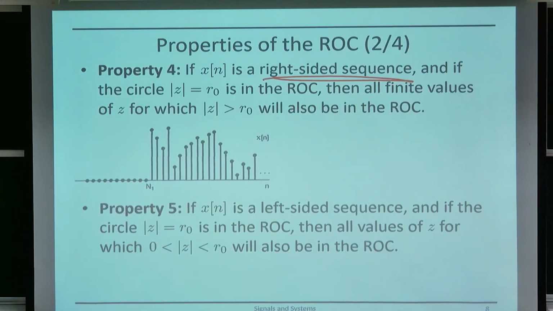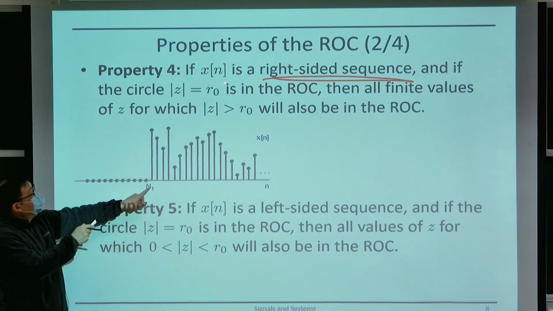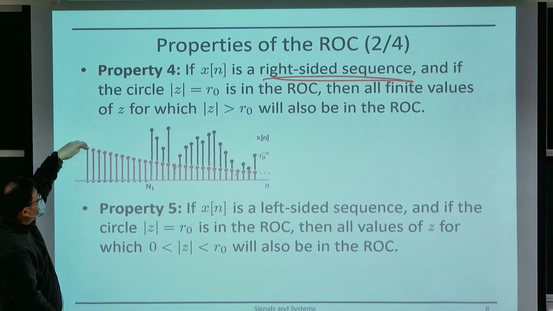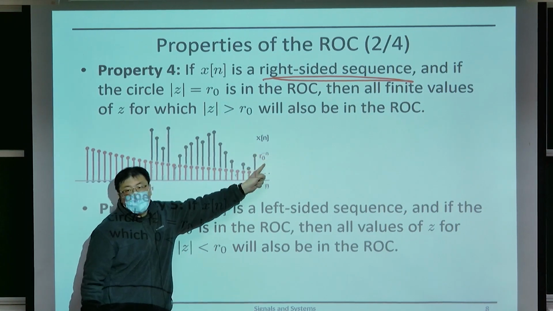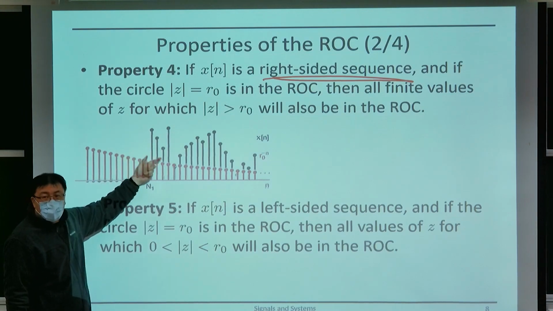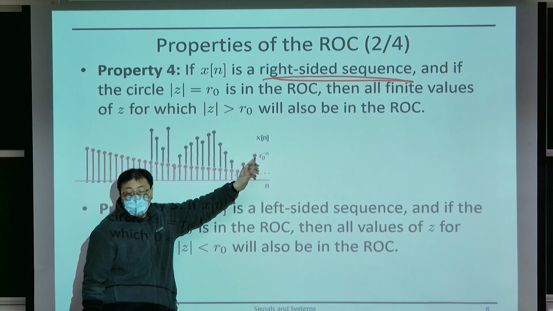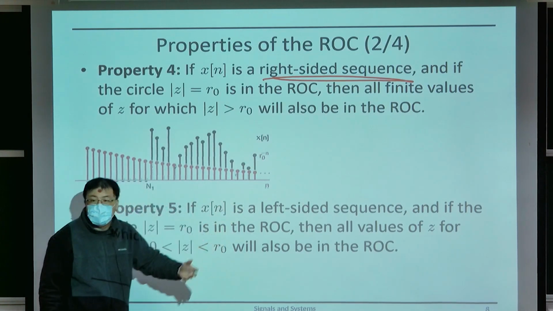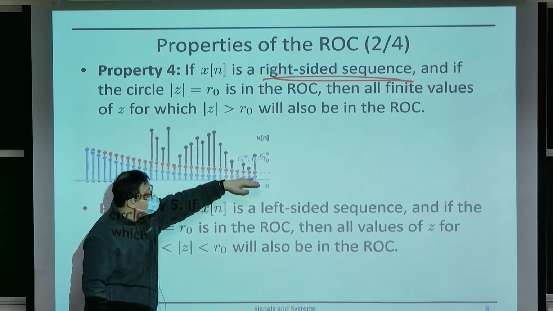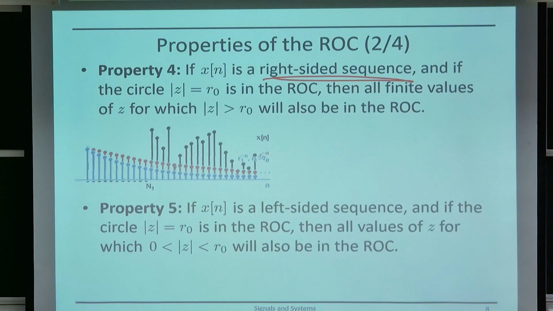In this case, if you know that the circle |z| = r0 is in the ROC, meaning that this signal can be successfully suppressed by a decaying geometric series with value r0, so x[n] is successfully suppressed by this series r0 to the power minus n, then it must also be successfully suppressed by choosing a value of r that is greater than r0, right? Because if you choose a value of r greater than r0, then it will decrease even faster, suppressing x[n] even more.